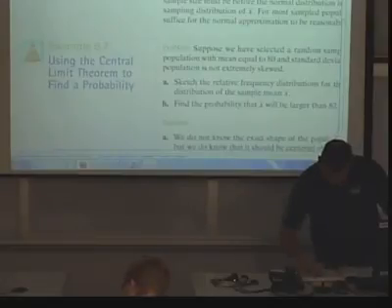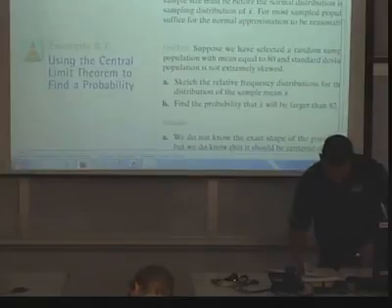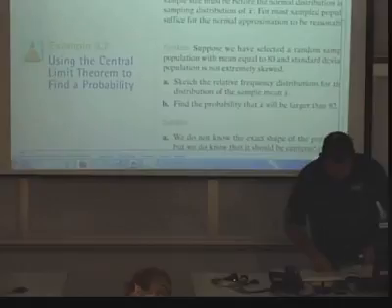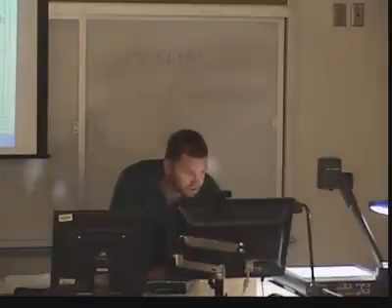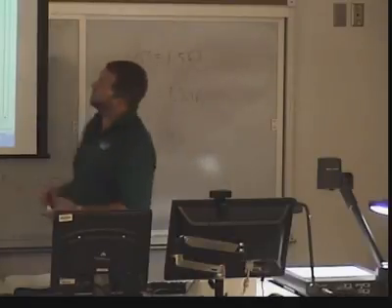Which one did I want to do? Yeah, let's do this next one. All right, so 6.7. Let's do example 6.7. Using the central limit theorem to find a probability.